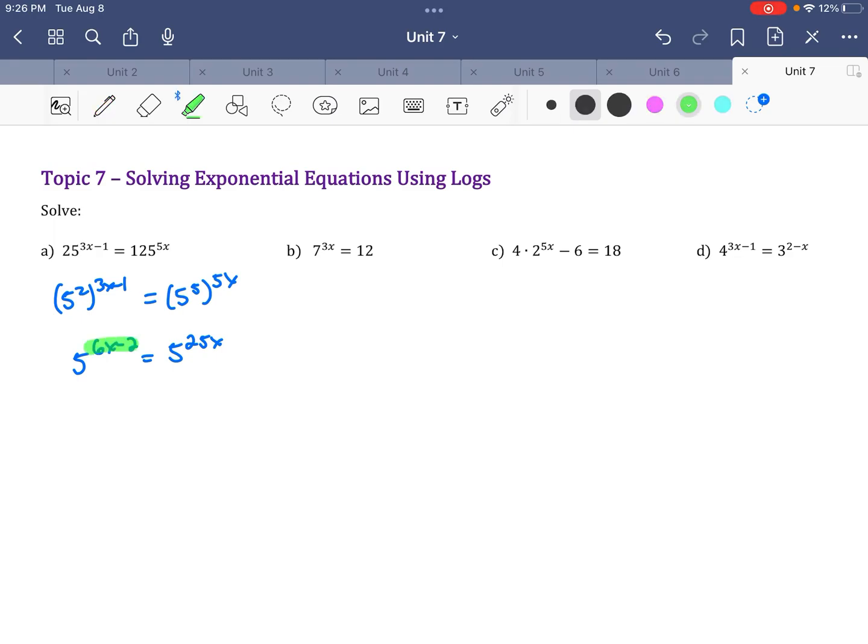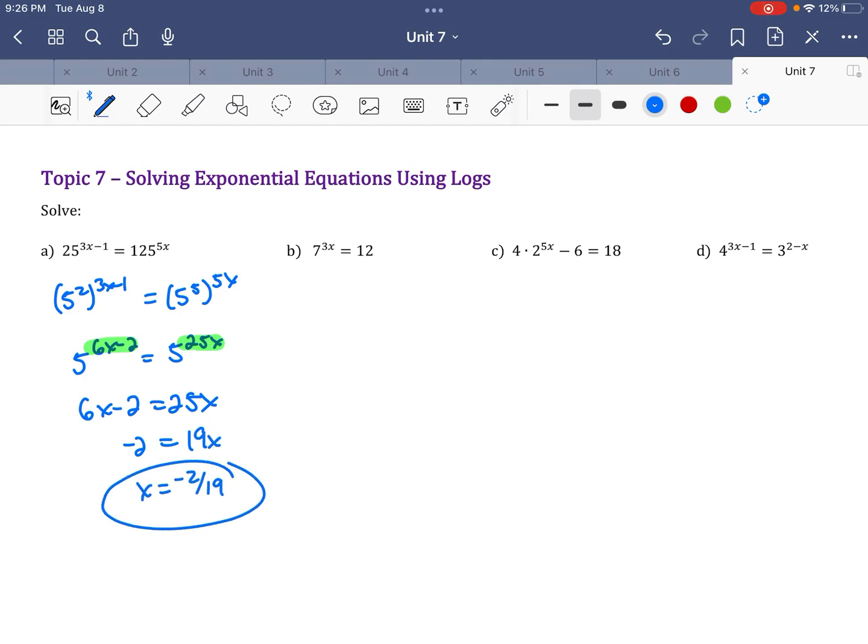So once the bases match, I know that this exponent has to equal that exponent, so there's my equation to solve. 6x minus 2 has to equal 25x. So 19x, so x equals negative 2 over 19. Okay? But in all the rest of these problems, I'm not going to be able to do that little trick.